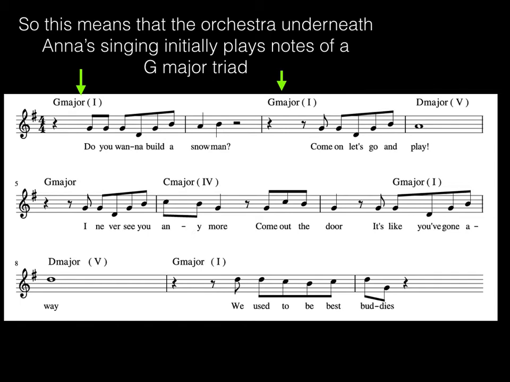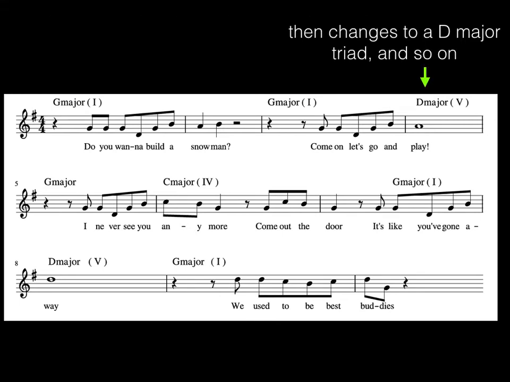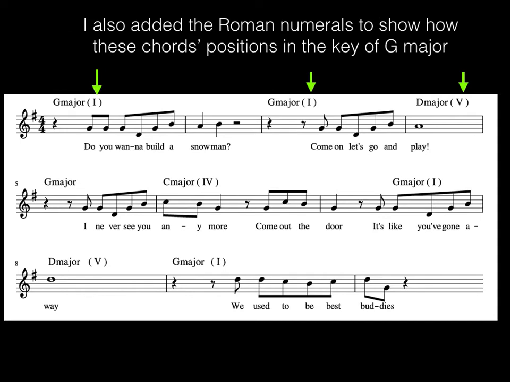This means that the orchestra underneath Anna singing initially plays the notes of a G major triad. So when she goes, do you want to build a snowman? The orchestra is playing the notes of a G major triad, G, B, and D. And then it changes to D major. The orchestra changes to the notes of D major, and so on. I've also added Roman numerals to show how these chords position in the key of G major.